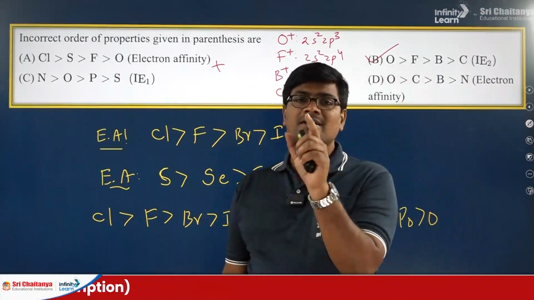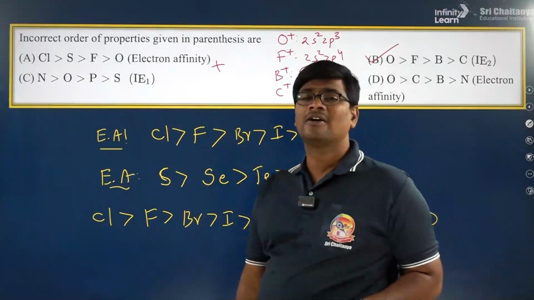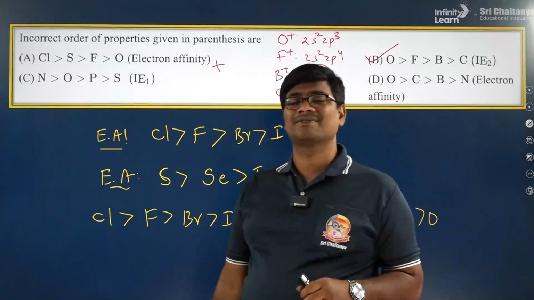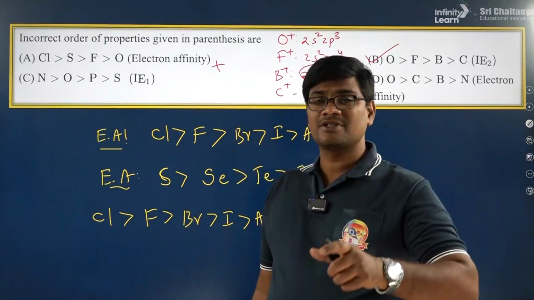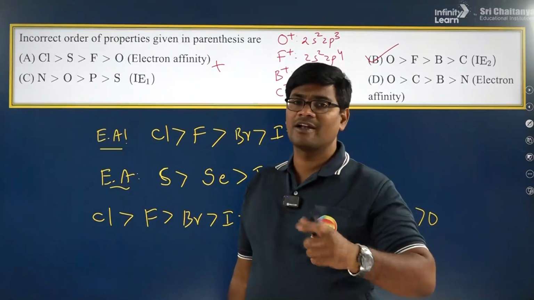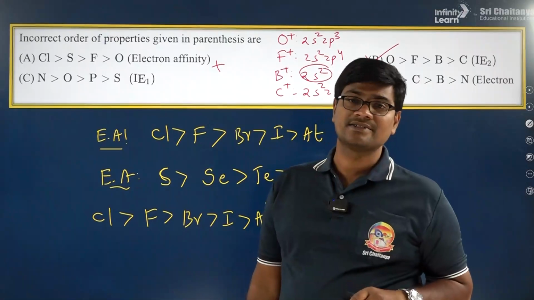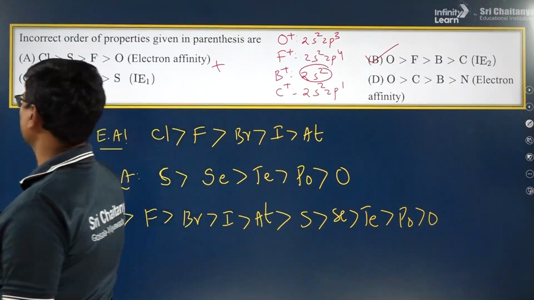Therefore, option B is the right statement. Let's go for IE1 of nitrogen, oxygen, phosphorus and sulfur. Here, IE1, again, stability if you see. Nitrogen, oxygen, we expect oxygen should be more than nitrogen because left to right ionization energy increases. But here nitrogen has a stable configuration.